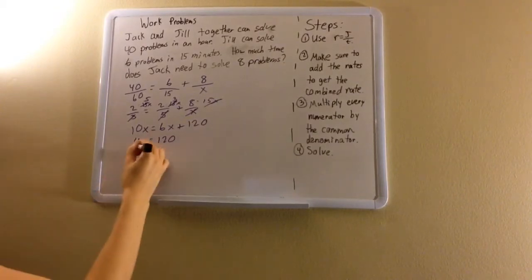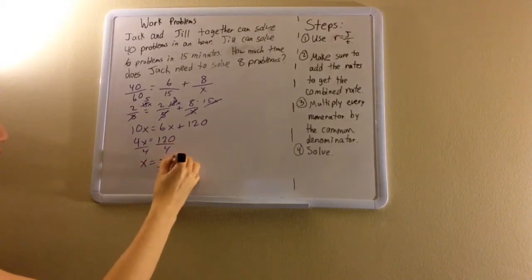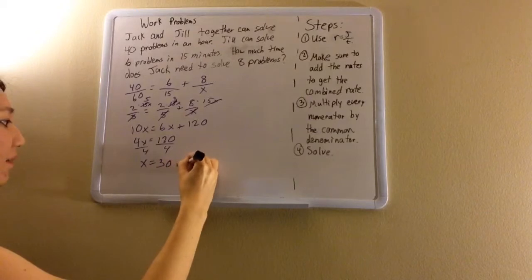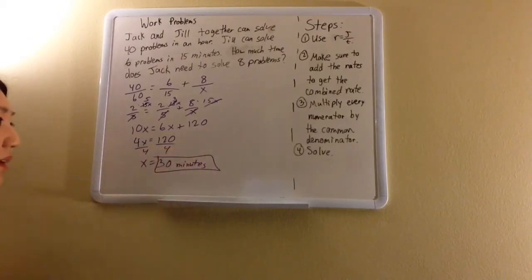And now I just get x by itself, so I divide by 4. I get that x is 30. And the units on this are minutes. So I get 30 minutes. Sometimes you will need to actually use a calculator for these, because you'll get a decimal or something like that. But that's generally how you do the problem.